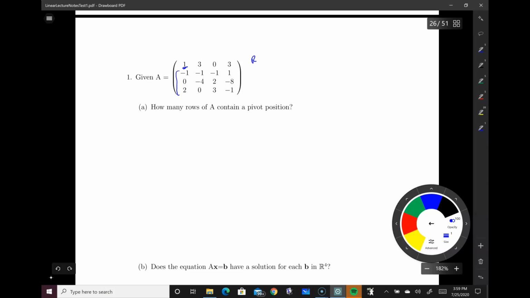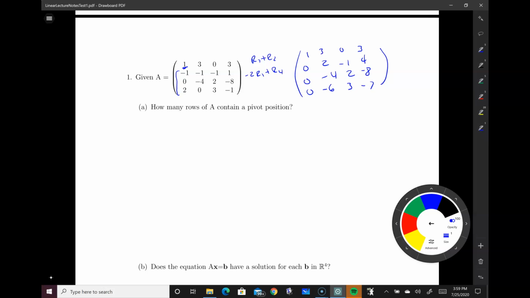So I'm going to add row 1 and row 2. And then I'm going to take -2 times row 1 and add it to row 4. So let me do that. So 1, 3, 0, 3. The first row stays the same. The row 3 stays the same. Okay, so I get to this point here.